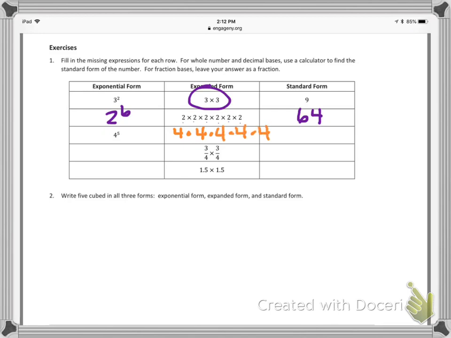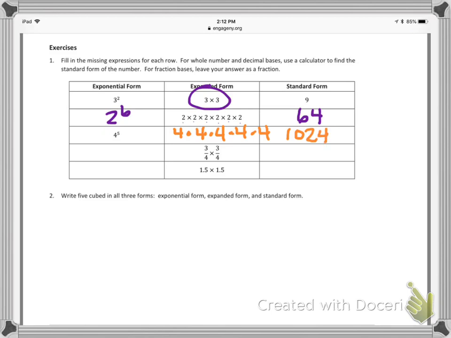Ran over a little bit. And then we'd have to multiply that. Well, it's going to be a big number. 4 times 4 is 16. 16 times 4 is 64. 64 times 4 is 256. And 256 times 4 is 1,024.